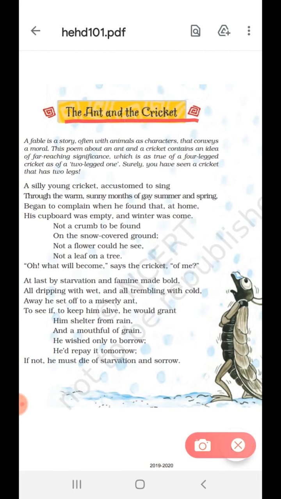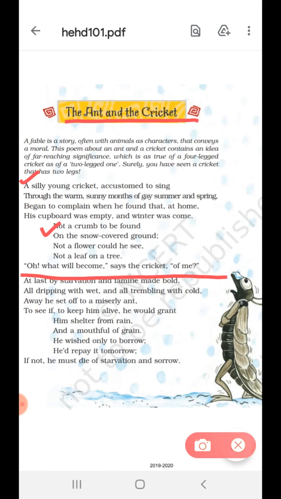The ant and the cricket. A silly young cricket, accustomed to sing through the warm, sunny months of gay summer and spring, began to complain when he found that at home his cupboard was empty and winter was come. Not a crumb to be found on the snow-covered ground, not a flower could he see, not a leaf on a tree. Oh, what will become, says the cricket, of me?